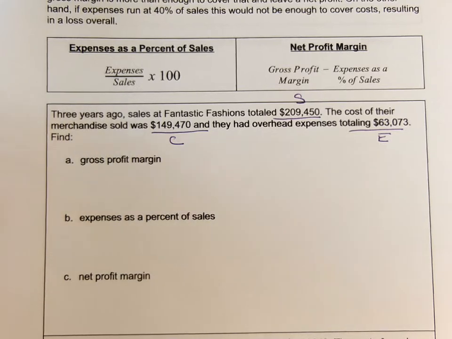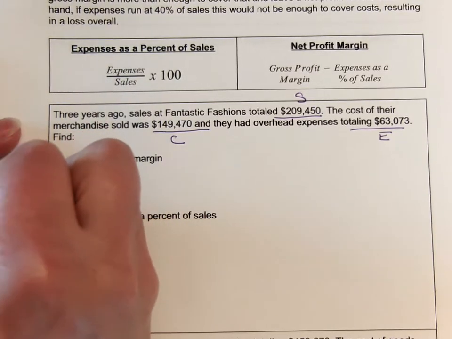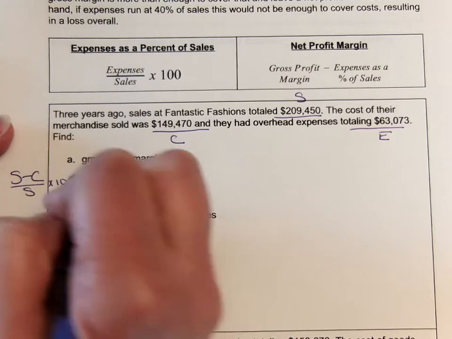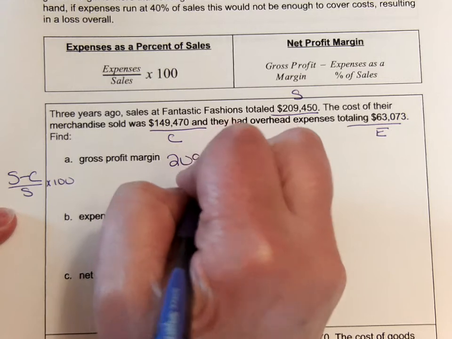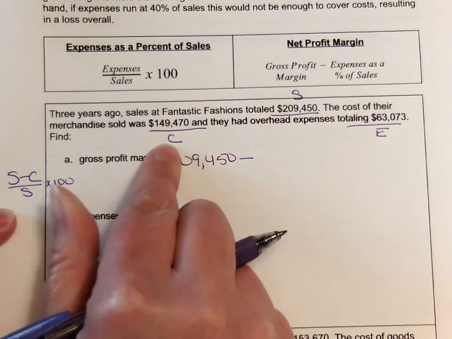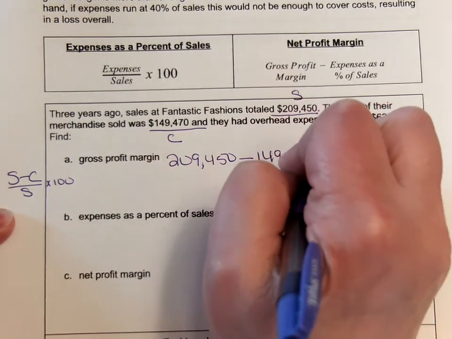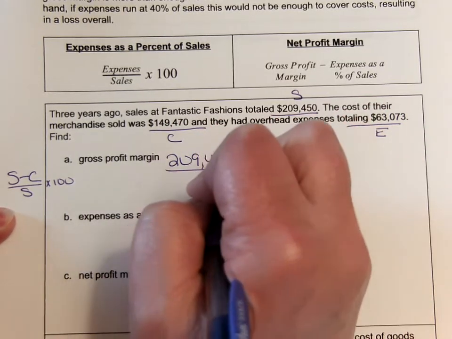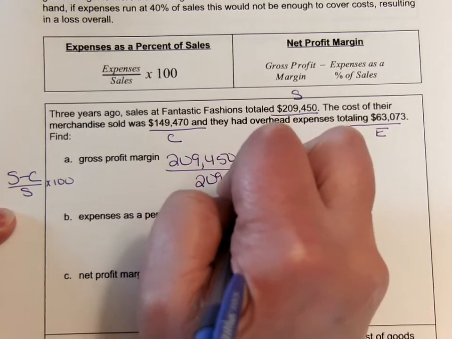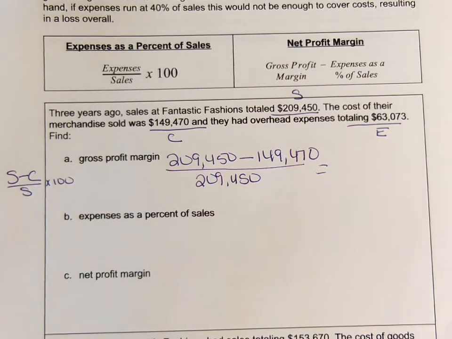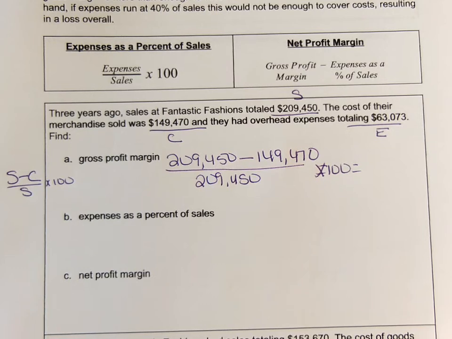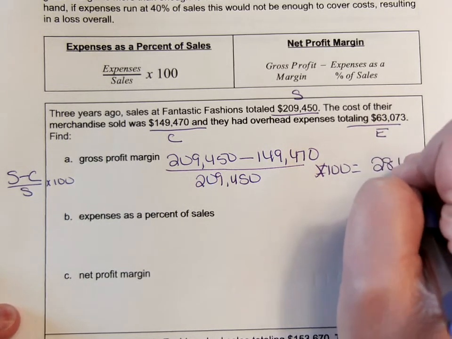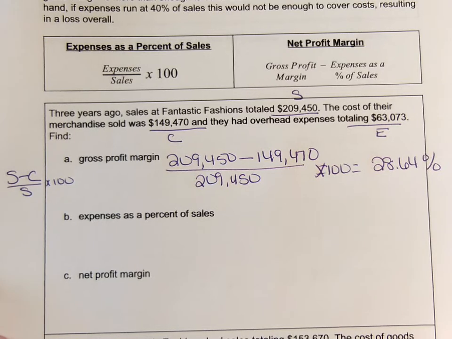So first we have to find our gross profit margin. Sales minus cost over sales times 100, like we just got done doing. So sales, 209,450, minus our cost, 149,470, divided by our sales, and times 100, I apologize. When you plug that into your calculator, you're going to get 28.64%.